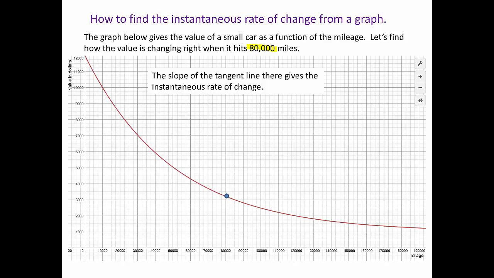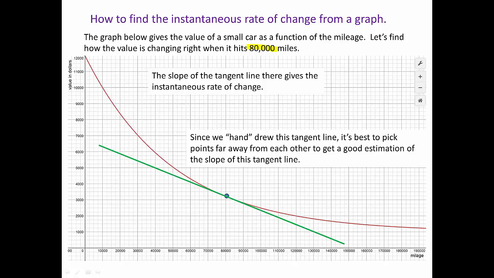The problem here is we don't have a good way of finding out what the tangent line is because there's no function. But we can go ahead and hand draw it. It looks something like that. And then we can find the slope of that green line, that tangent line. The best way to do this is to pick some points that are kind of far apart. So let's go ahead and pick these two points.